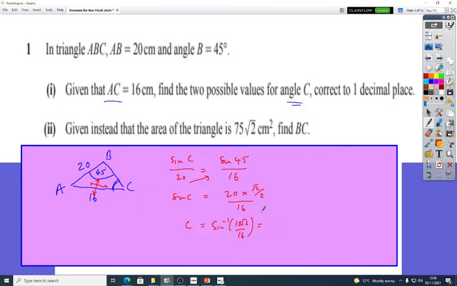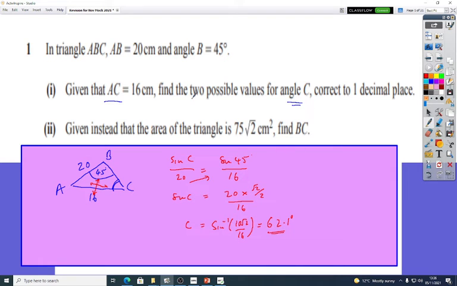I'll do it. Sine inverse of 10 root 2 divided by 16 is equal to, you should have got 62.1. Always do it to three significant figures, unless it says otherwise.